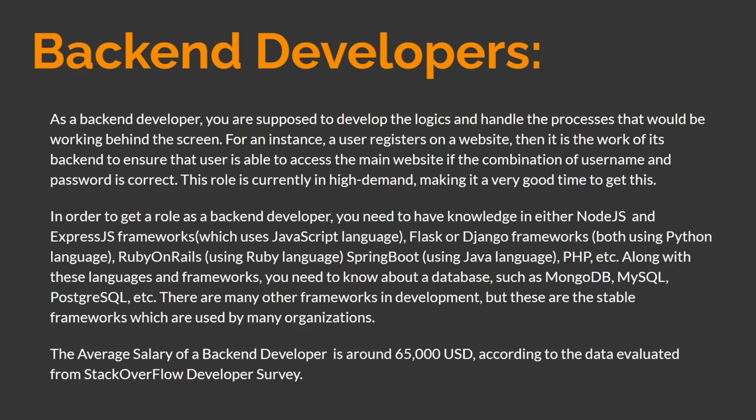The next we have is backend developers. As a backend developer, you are supposed to develop the logic that would handle the process behind the screen. Okay, so in the previous slide we had a look at front-end developers. Now backend developers, as we all know, front-end developers work on things that are visible to the user. Backend developers are the opposite, and they rather work on things which are not visible to the user, such as secret algorithms. Let's suppose you are searching for something on Google.